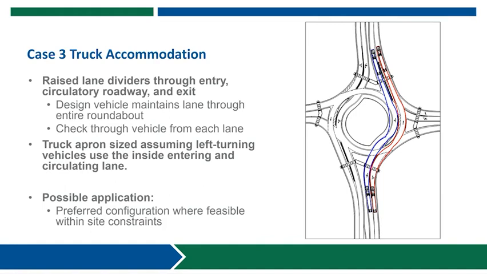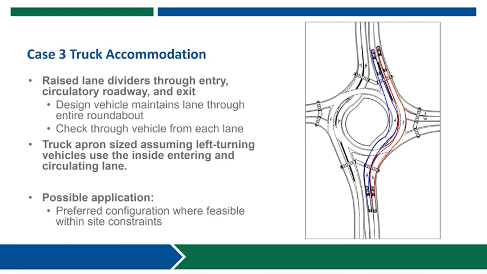Case three truck accommodations allow a design vehicle to navigate through the intersection in its own lane. It also allows for side-by-side design vehicle accommodations. The GDOT Roundabout Design Guide specifies the use of mountable raised lane dividers between lanes through the entry, circulatory roadway, and exit to provide channelization and minimize the potential for vehicle encroachment into the adjacent lane. When checking for design vehicle accommodation, we need to verify that the vehicles are accommodated in each of the individual through lanes, making sure that we're providing appropriate offsets between the truck tires and the raised curb elements.